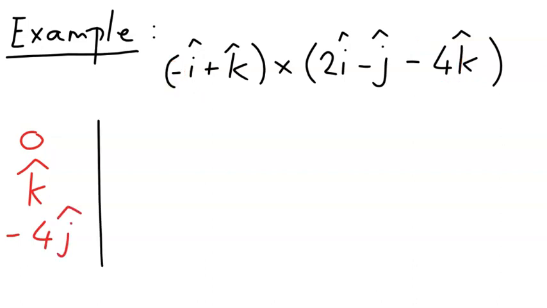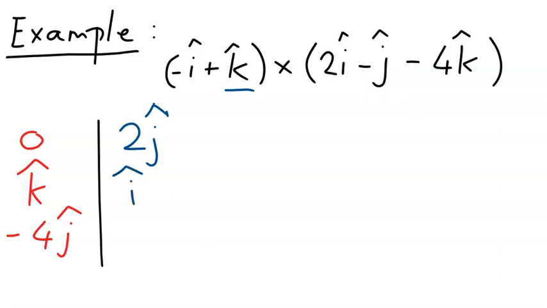Let's proceed with the second term. Now k hat and i hat. So k hat cross i hat is j hat. You have 1 here, and you have 2 here, so that's 2j hat. Next, k hat and j hat. k hat cross j hat is minus i hat. You have 1 here, and then you have minus 1 here, so together is minus 1. So minus 1 times minus i hat is i hat.